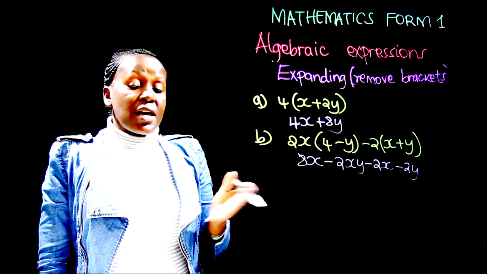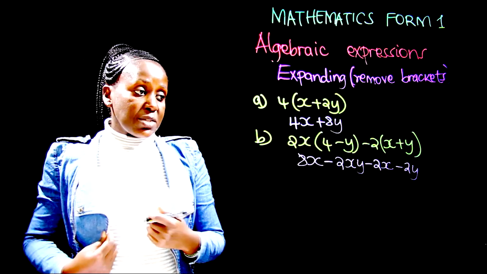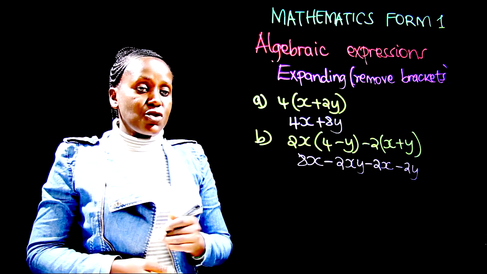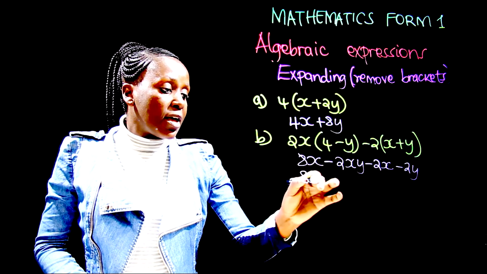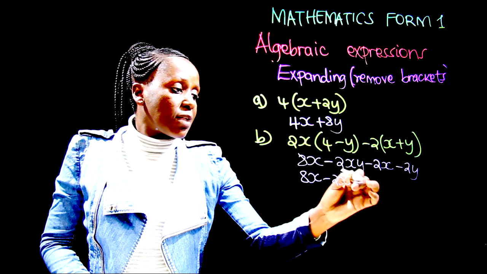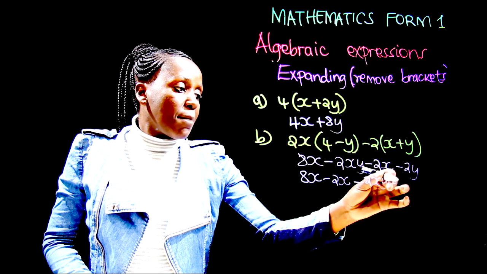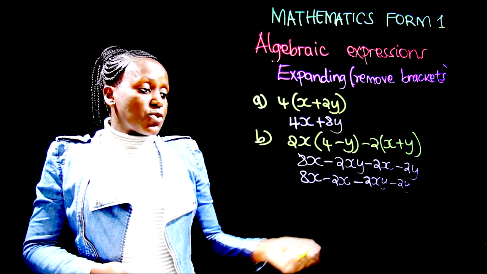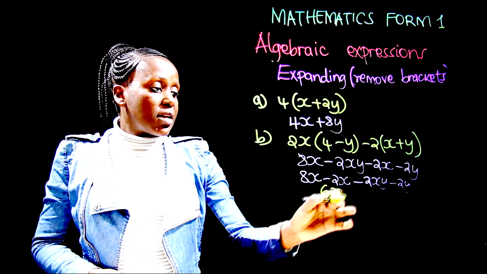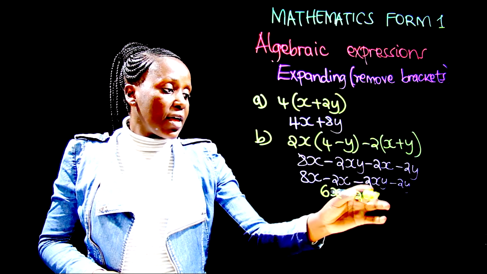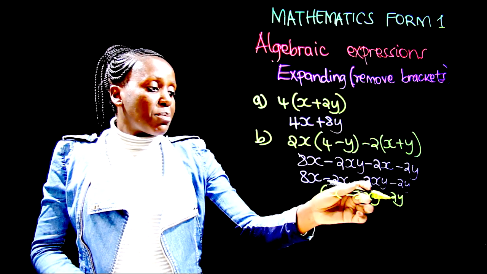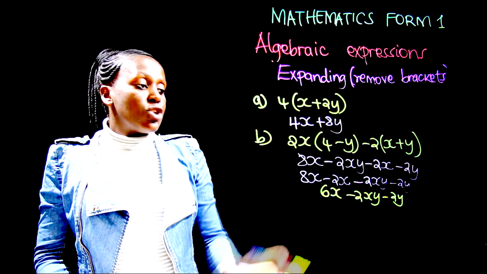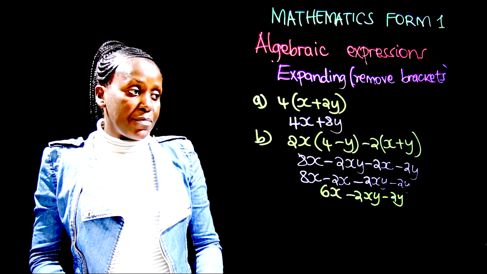Now looking at this, are you able to spot any like terms? We have 2 like terms. We have 8x minus 2x, so we can put them together. 8x minus 2x, then we have minus 2xy minus 2y. So 8x minus 2x gives you 6x, then minus 2xy minus 2y. There isn't much we can do about these two because they are not like terms. So this will be your final answer.